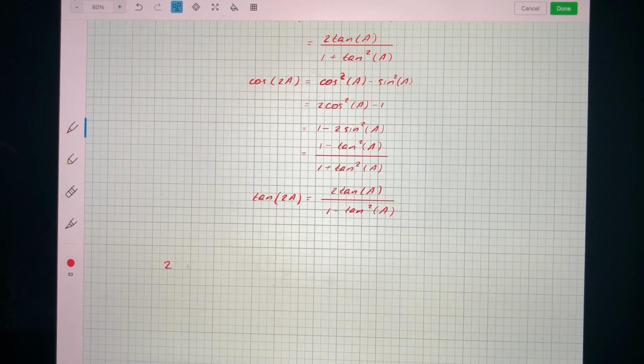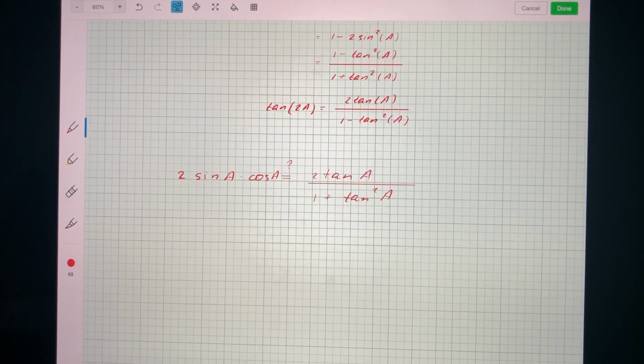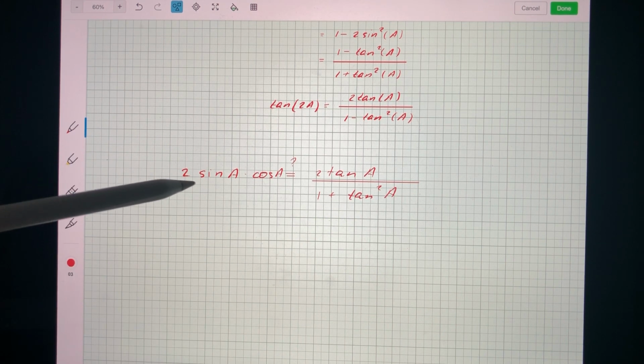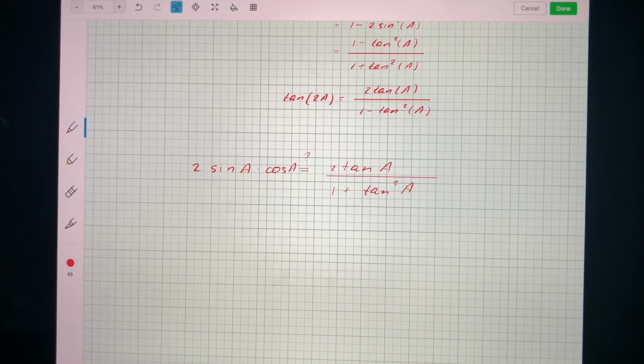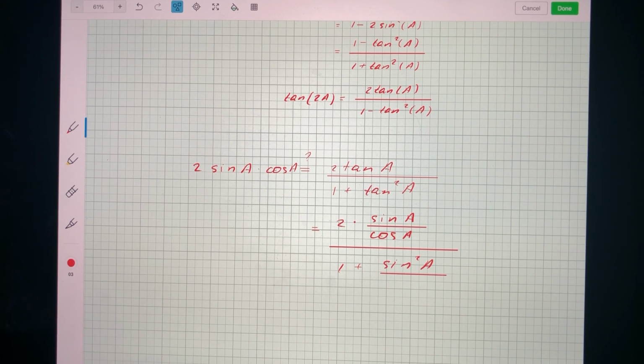So the identity is: is 2 sine A times cosine A equal to 2 times tangent A divided by 1 plus tangent squared A? To compare, it may be easier to convert both tangents into sines and cosines, because it is much more complex to go from sines into tangents than it is from tangents into sines. The tangent is sine over cosine, so we can replace each tangent with sine A divided by cosine A. And here, divided by 1 plus tangent squared, which is once again sine squared divided by cosine squared.